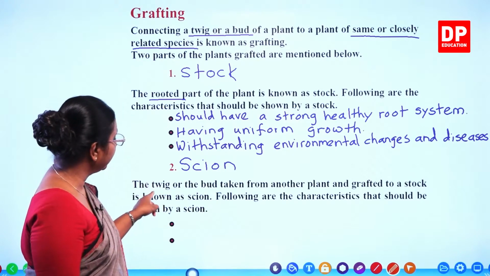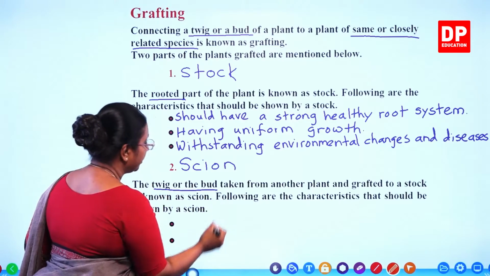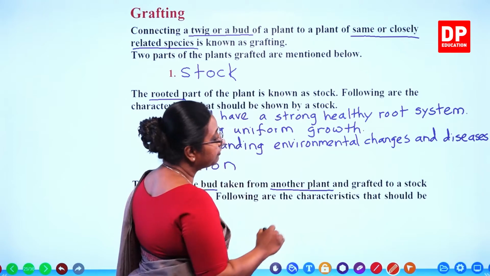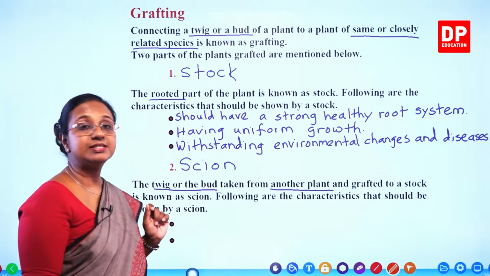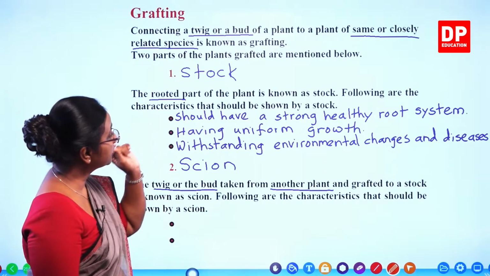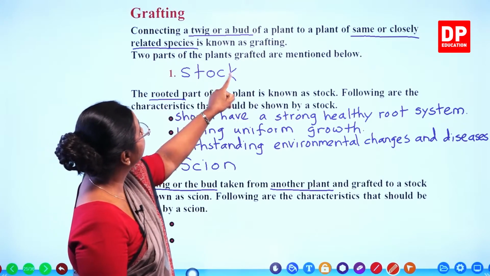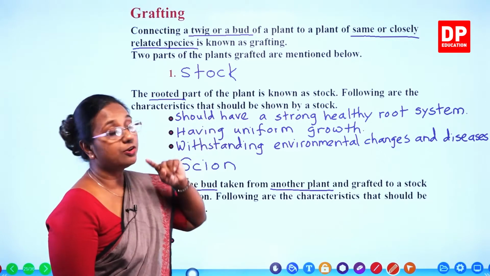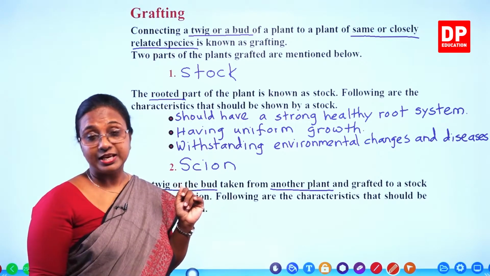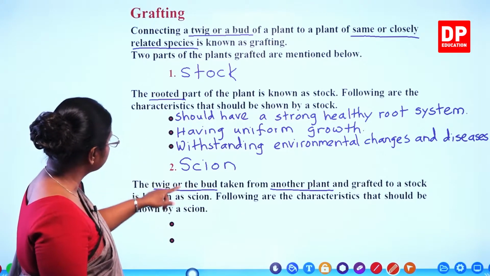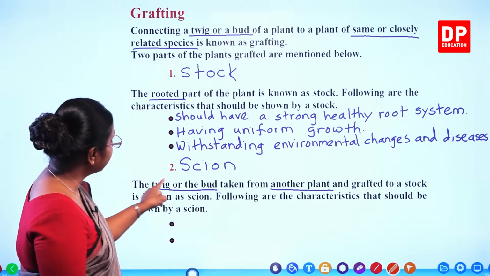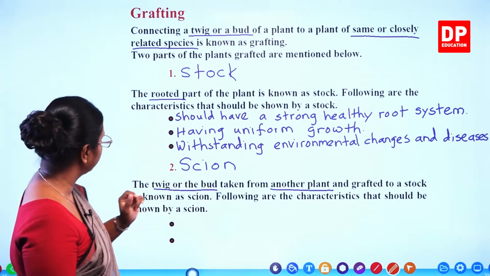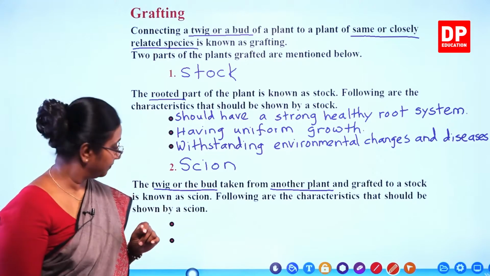So this is the twig or the bud. Again, it is a twig or the bud taken from another plant and grafted to a stalk is known as scion. So as we discussed before, it has to be a twig or bud of a plant that is grafted to another plant of the same or closely related species. So here we have this scion, that is the twig or the bud taken from another plant and grafted to a stalk.